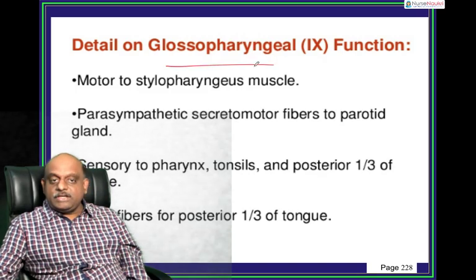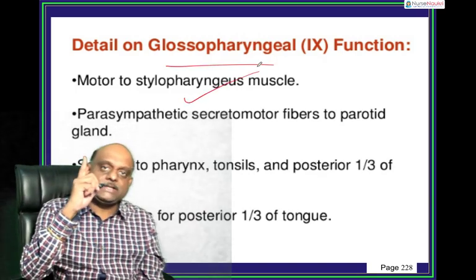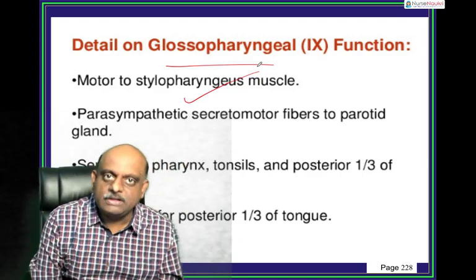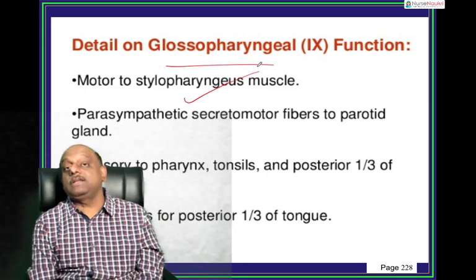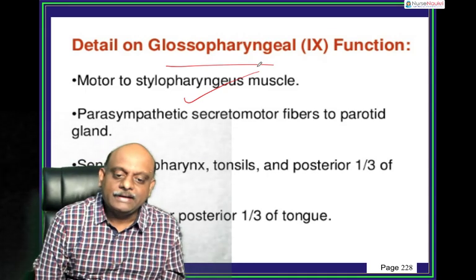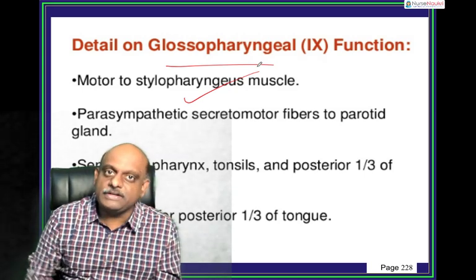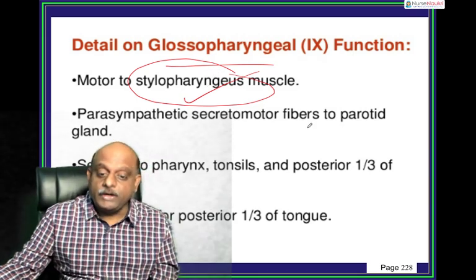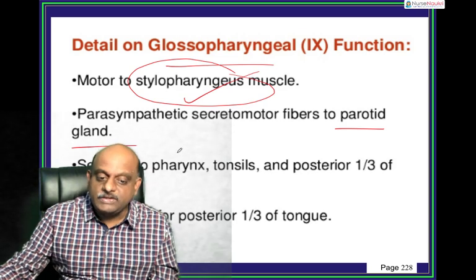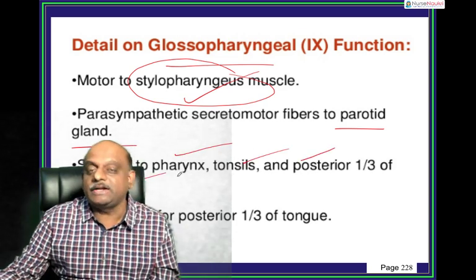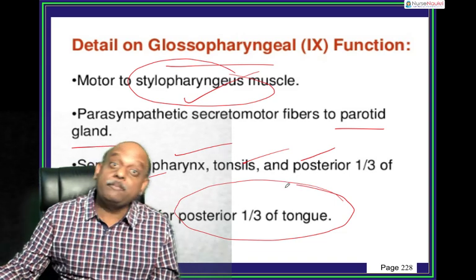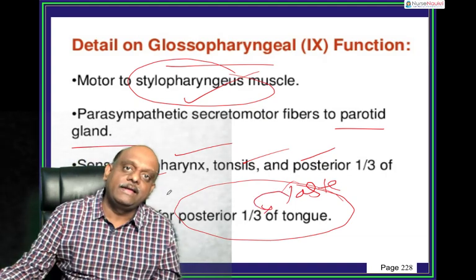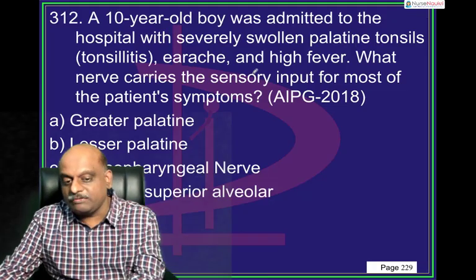Now, glossopharyngeus is mainly motor to which muscle? Stylopharyngeus. The only pharyngeal muscle which is supplied by the glossopharyngeal nerve instead of vagus is stylopharyngeus. Secretomotor fibers to the parotid gland, sensory to pharynx, tonsils, and posterior one-third of the tongue, and the taste fibers from the posterior one-third of the tongue. Even taste from the posterior one-third of the tongue is through the glossopharyngeal, is what you have to remember.